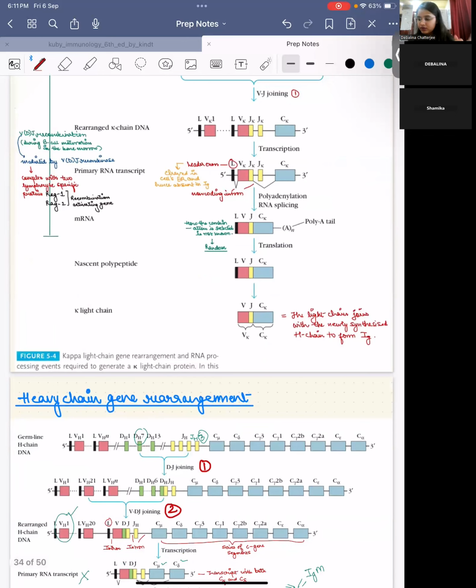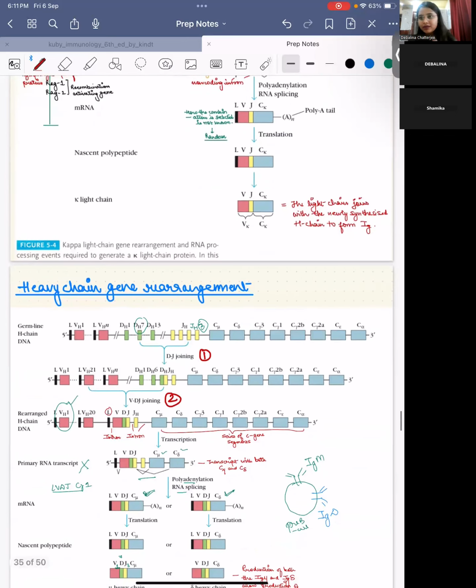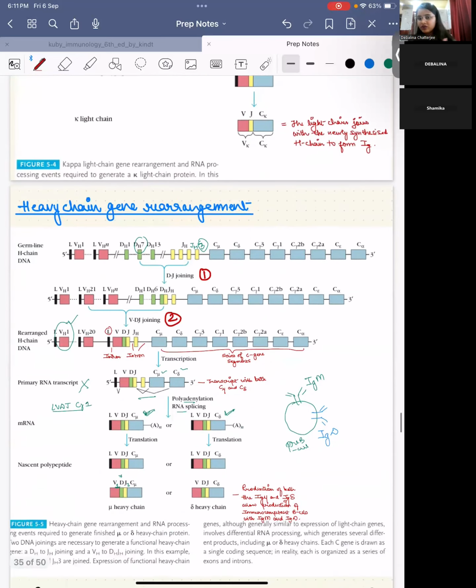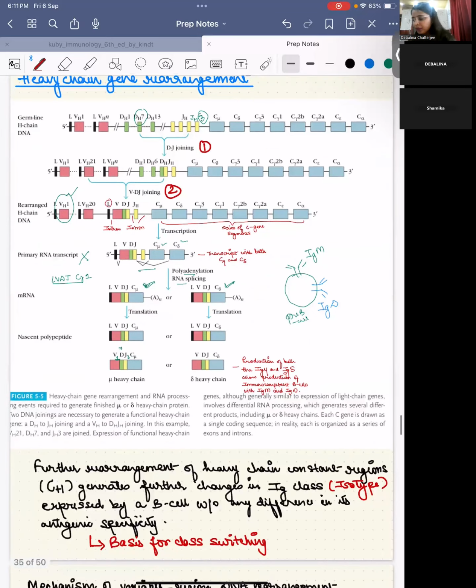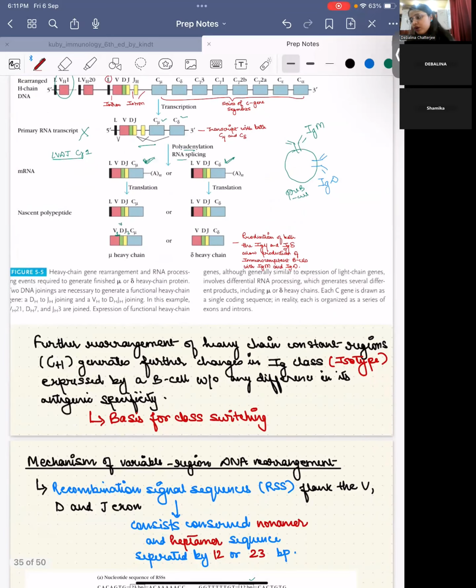First, it's the heavy chain that undergoes rearrangement. It's the same mechanism, the only difference being that there is also a D region between the V and J region. And once the heavy chain rearrangement occurs, it's the light chain that gets a chance to rearrange, first kappa, then lambda. And we also briefly discussed something called class switching, wherein the variable region remains constant, and it is only the constant region of the heavy chain that is further subjected to some sort of rearrangement, and we have the phenomenon of class switching happening.